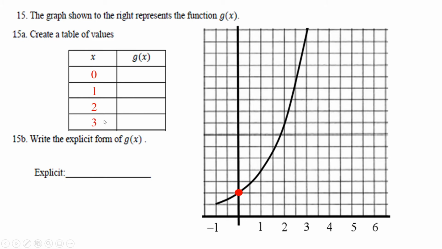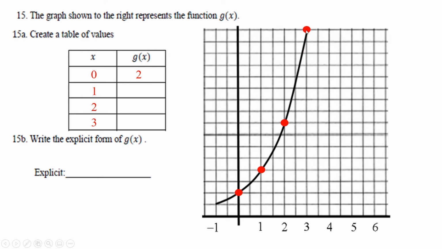All right, now, what is my first output? When x is 0, g of 0 is 1. Now, let's go to x equals 1 and look at that output. That'd be 1, 2, 3, 4. And then when I go to x equals 2, I'm going to go up to 4, 5, 6, 7, 8. And then when x equals 3, I'm going to go up to 8 and then go what? 9, 10, 11, 12, 13, 14, 15, all the way up there to 16.